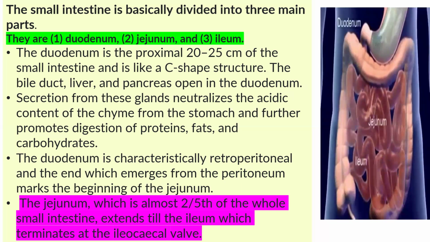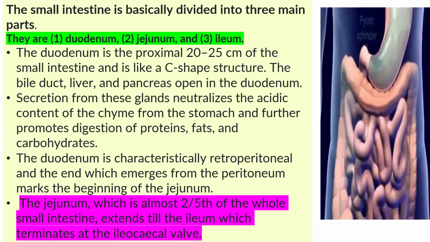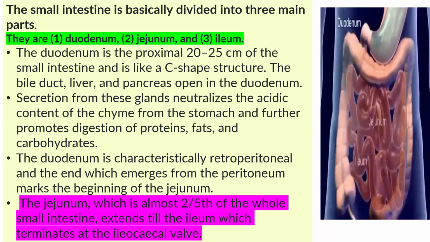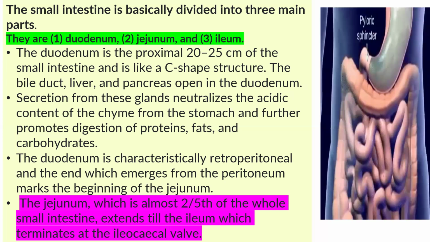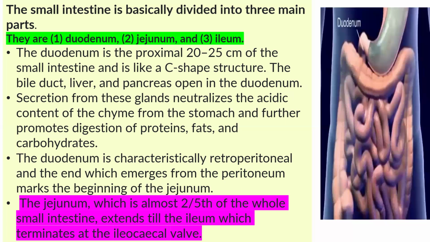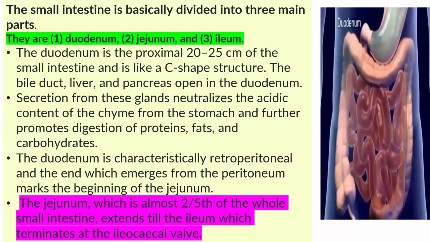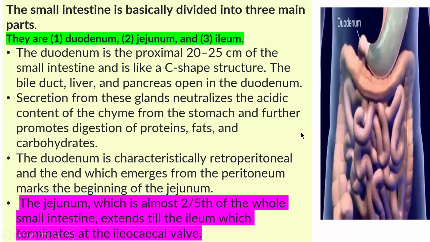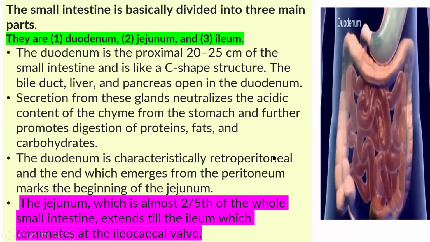The duodenum is also characterized as retroperitoneal because it is fixed in position, and the end where it emerges from the peritoneum marks the beginning of the jejunum. The jejunum is almost two-fifths of the whole small intestine and extends to the ileum, which terminates at the ileocecal valve.